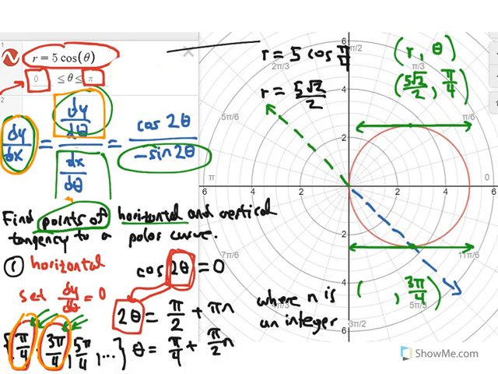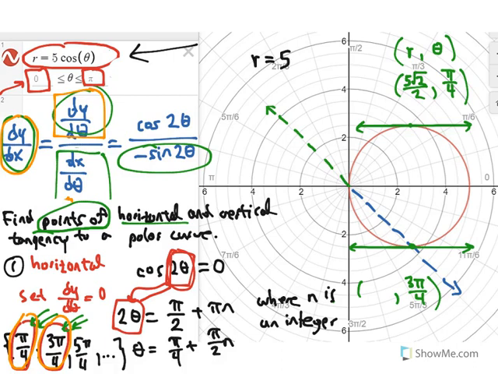You can go back to the polar equation that we began with. r is equal to 5 times cosine of theta, and evaluate that at theta equal to 3 pi over 4, and you'll have 5 times cosine of 3 pi over 4. Cosine of 3 pi over 4 is negative square root of 2 over 2. So you get r is equal to negative 5 over 2 times the square root of 2. So that's the other point at which our polar curve will have a horizontal tangent line.